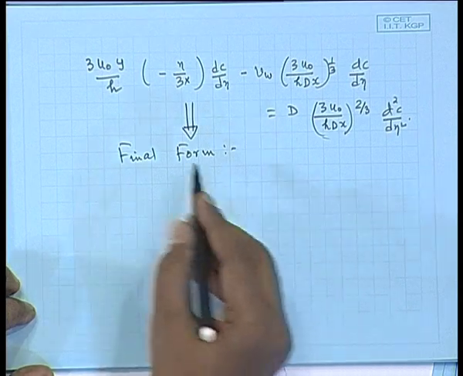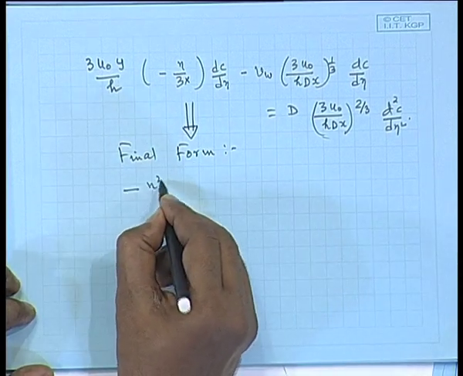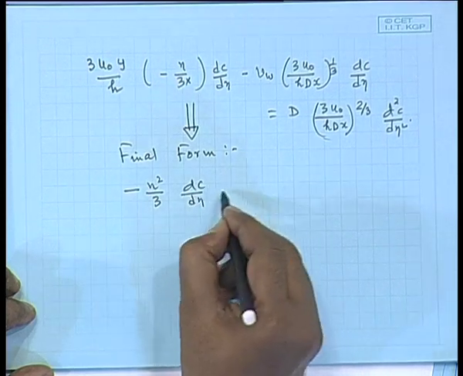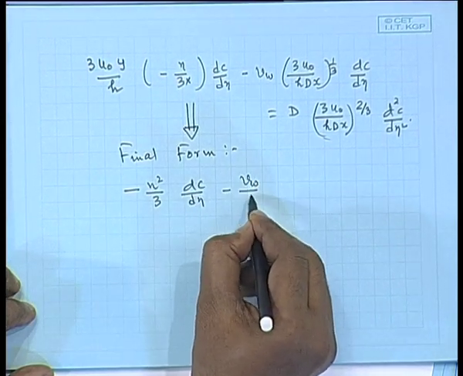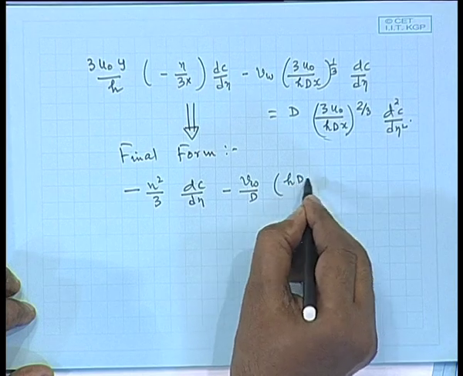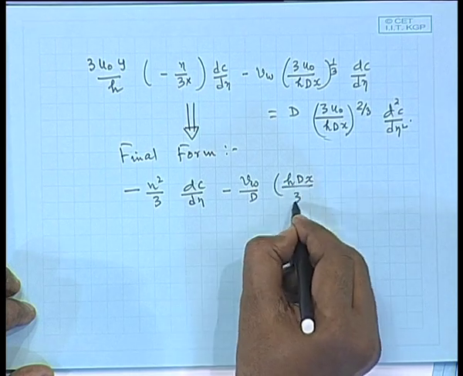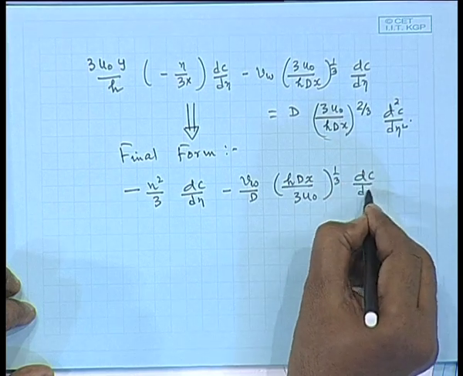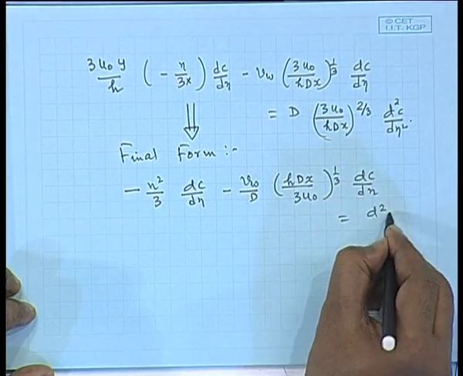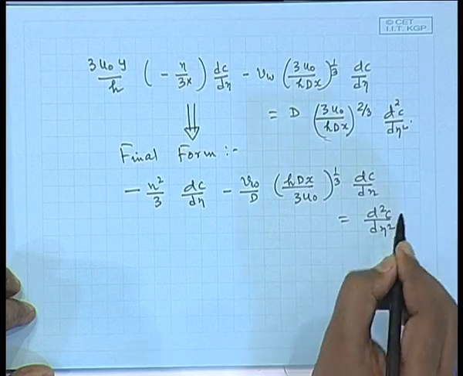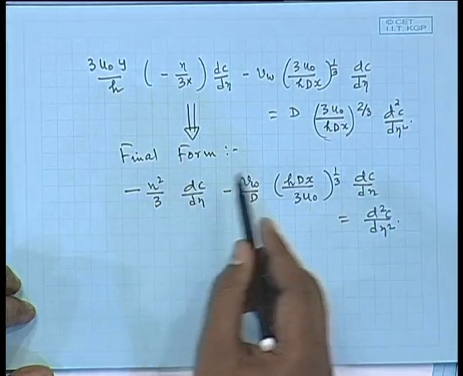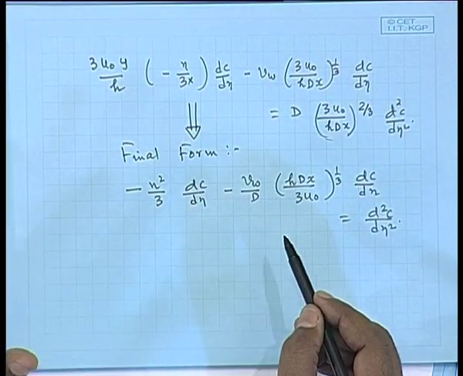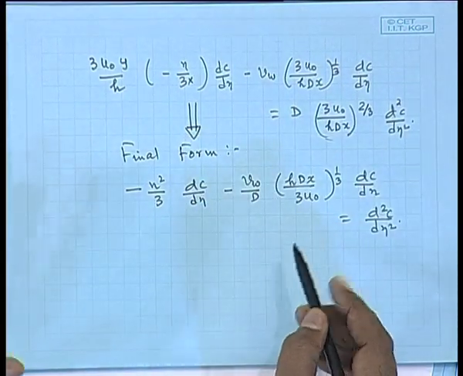Final form becomes minus eta square by 3 dc d eta, minus Vw by D (h D x by 3 u0) raised to the power 1 upon 3 dc d eta, is equal to d square c d eta square. Now, I request all of you to get this final form from this equation, or in fact, you should get all the derivations by yourself. Okay.